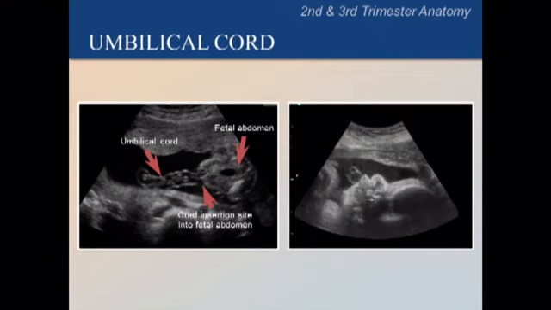The image on the right shows the umbilical cord in cross-section. The cord normally contains 2 arteries and a vein. You can see the vessels as round anechoic structures. We have labeled the umbilical cord here to make it more obvious.